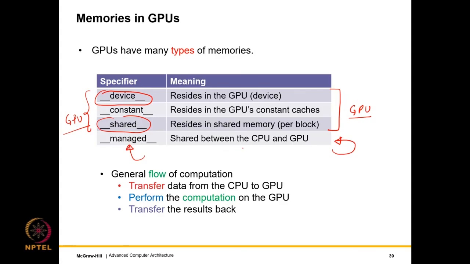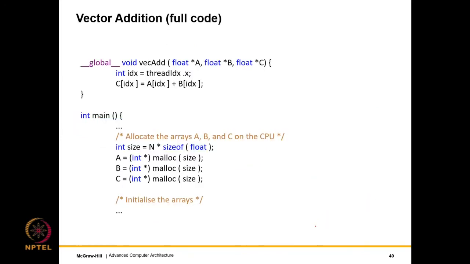This is shared between the CPU and GPU in the sense a GPU pointer can be used to access CPU memory and vice versa, as long as it's there within the managed space. So you can think of this as kind of like a shared memory between CPU and GPU. There's a general flow of computation where we transfer data from the CPU to GPU, perform the computation on the GPU, and the results come back.